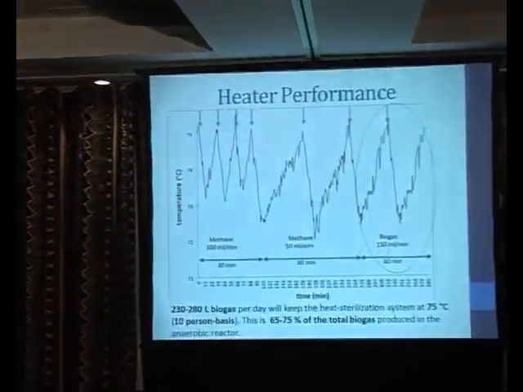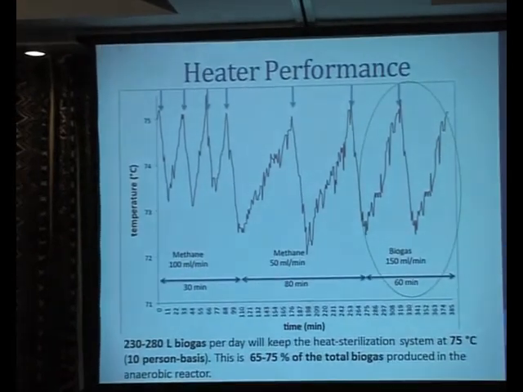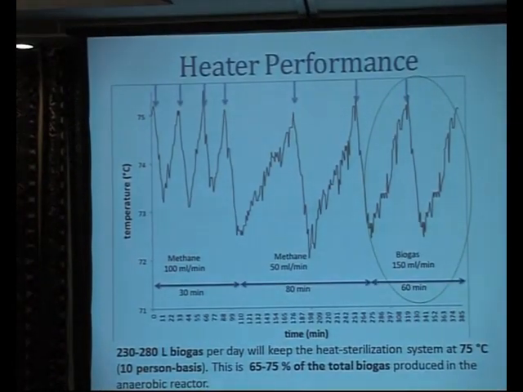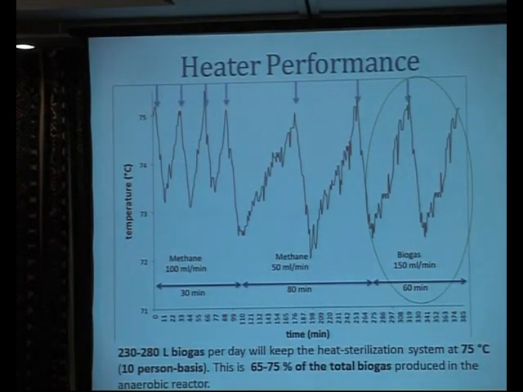mode when we feed first pure methane at different flows, and you can see the time it takes for the heater to regain temperature, 75 degrees, with different operating modes. And the last mode, circled to your right, is when we're using biogas that we produce in our digester.